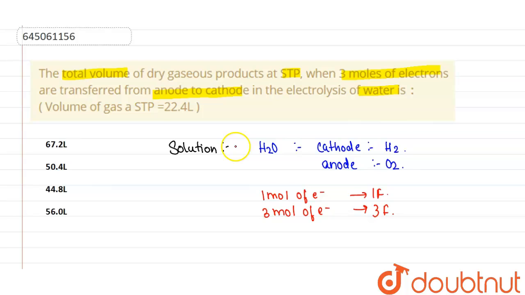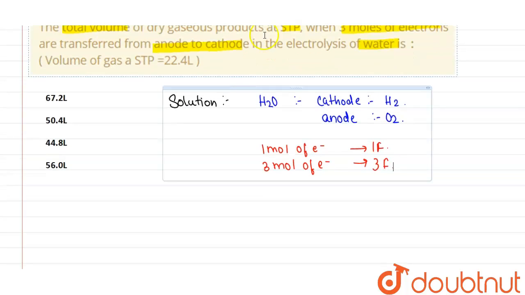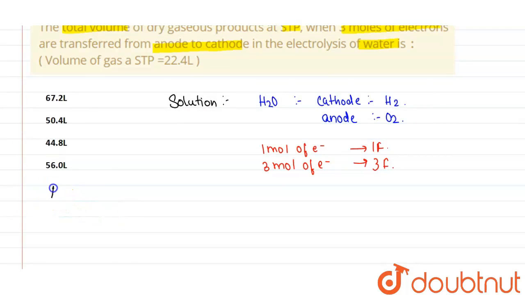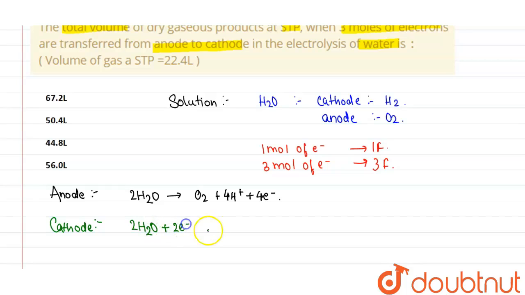Now we will write the reactions of electrolysis of water at anode and cathode. The reaction at anode will be 2H2O gives O2 plus 4H+ plus 4 electrons. And the reaction at cathode will be 2H2O plus 2 electrons gives H2 plus 2OH minus. So these are the reactions at anode and cathode.